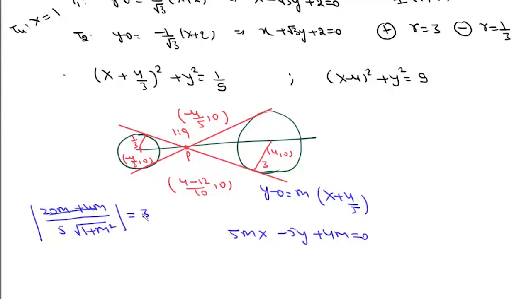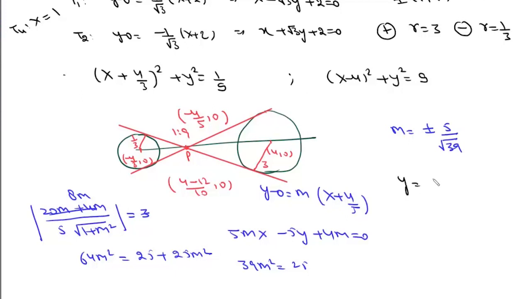Now this is 24m, which is 8m upon under root (1 plus m square) equal to 3, and if we square it, we'll get 64m square is equal to 25 plus 25m square. This is 39m square equals 25. So value of m is plus or minus 5 by under root 39. So equation of indirect common tangents will be given by y equals plus minus 5 by under root 39 (x plus 4/5), and that is the answer to this question.